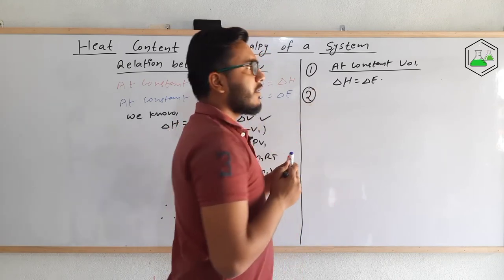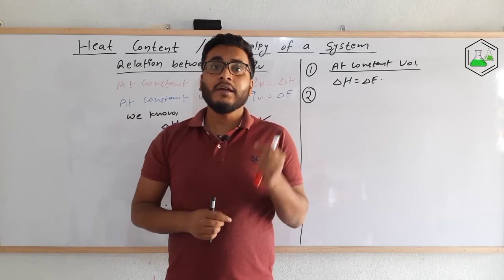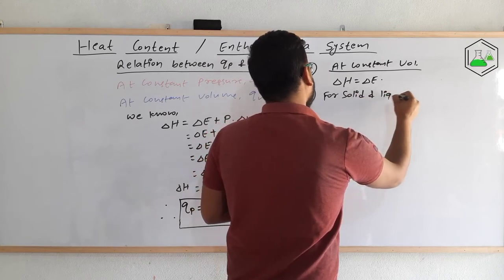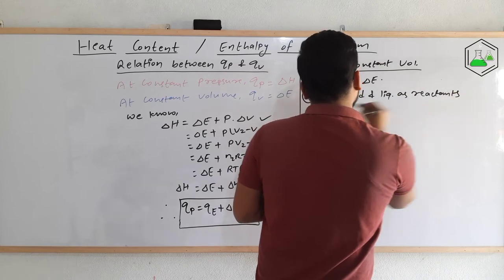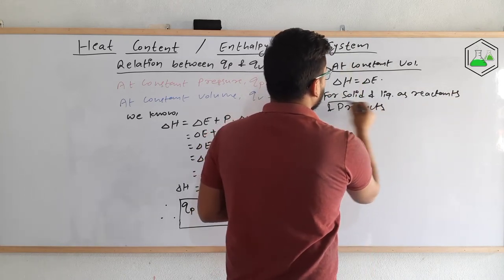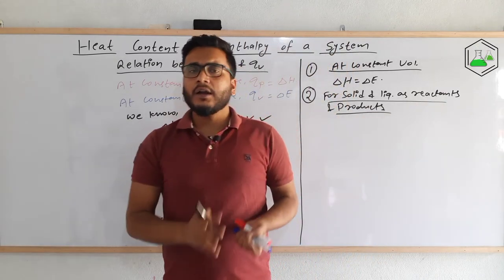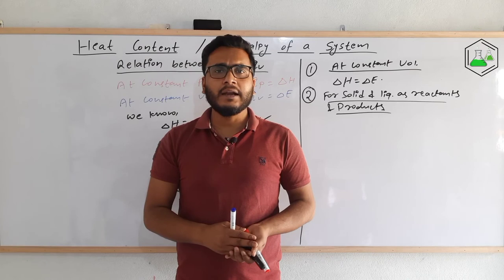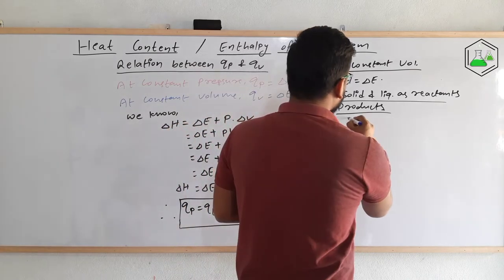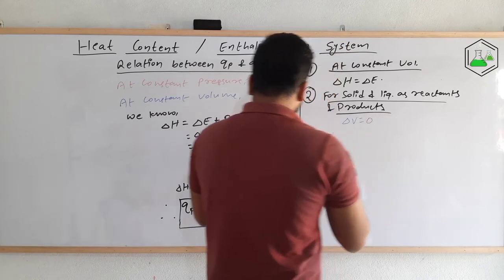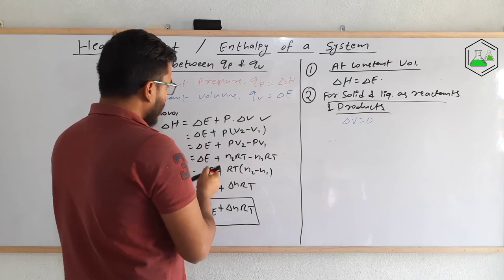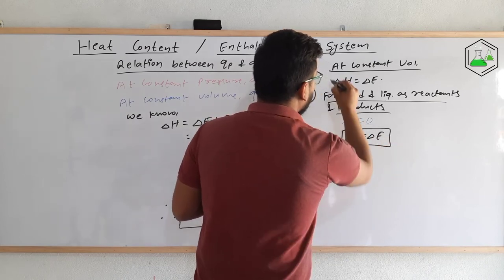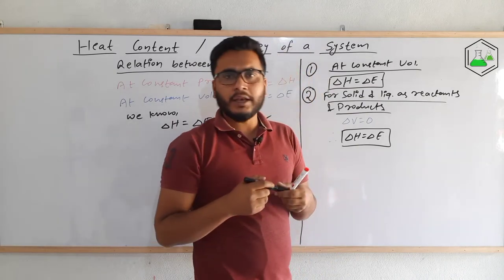In number 2, what if the reaction involves solid and liquid as reactants and products? If the reactants and products are solid and liquid, then obviously there won't be any change in volume. Or simply you can say that the change in volume is almost zero. So in this particular case, del V is equal to zero. Therefore, what do we get? If del V is equal to 0, obviously del H will be equal to del E. So in this particular case as well, the change in enthalpy will be equal to the change in internal energy.